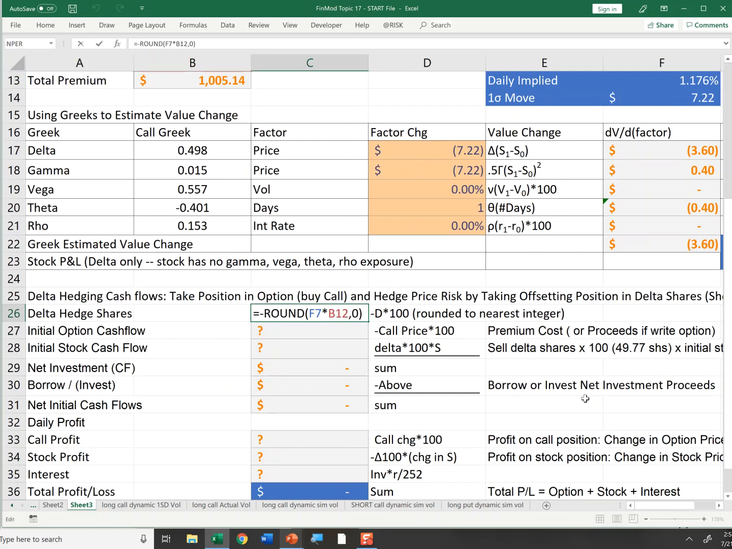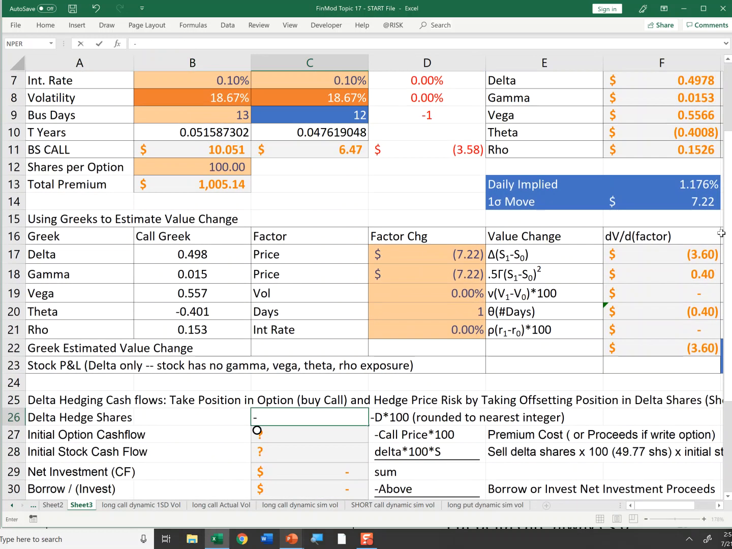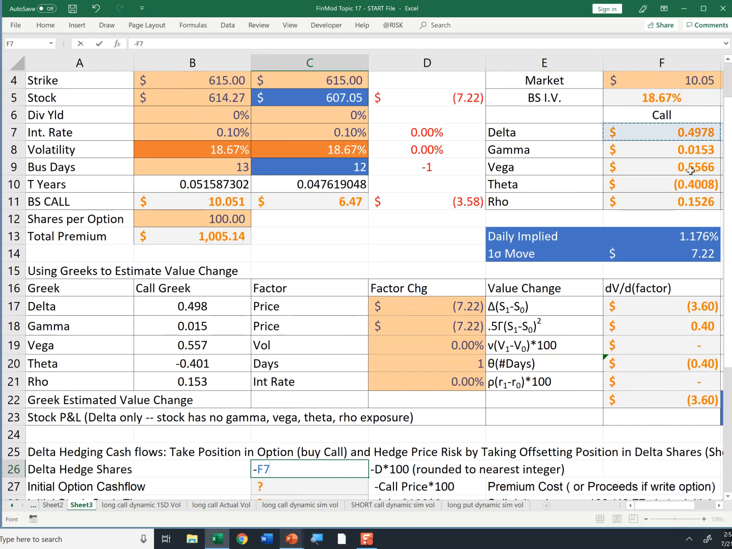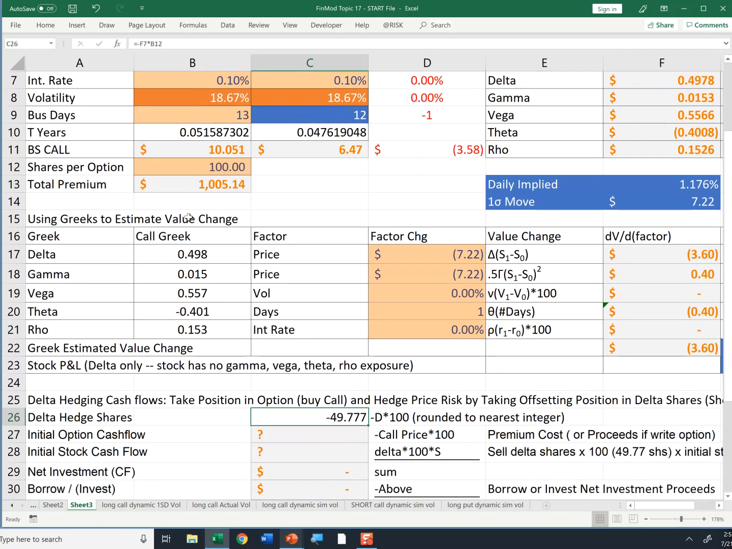I have this rounded to 50 shares. Let's go ahead and do it on the exact number of shares. Let's pretend we can do fractional shares. So I'm going to take minus my delta. My delta is 0.4978 times 100 shares. I'm going to short 49.77 shares of stock. Now you could round this to 50, and I'll do that later at some point.